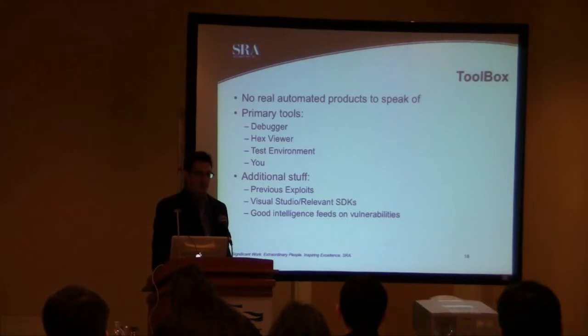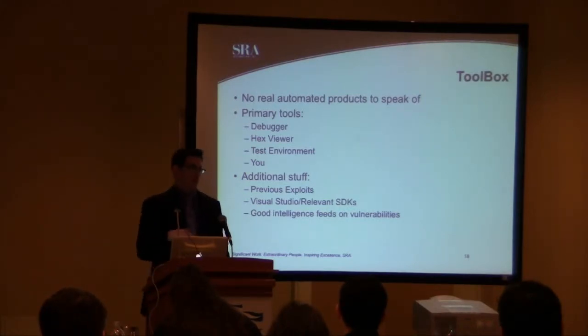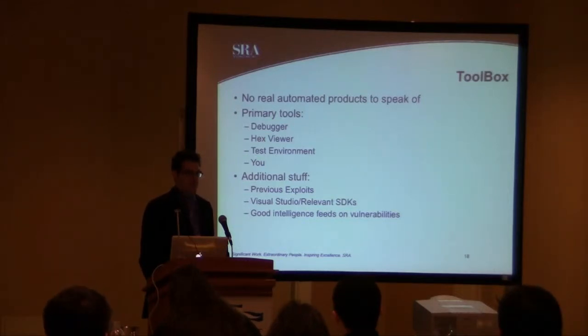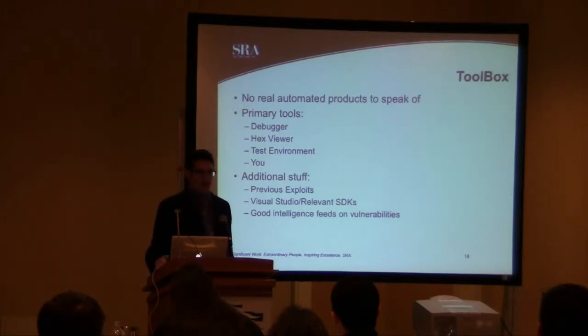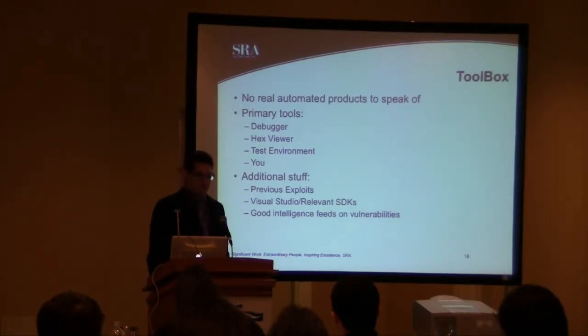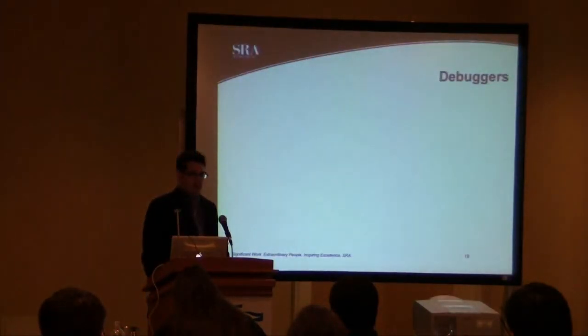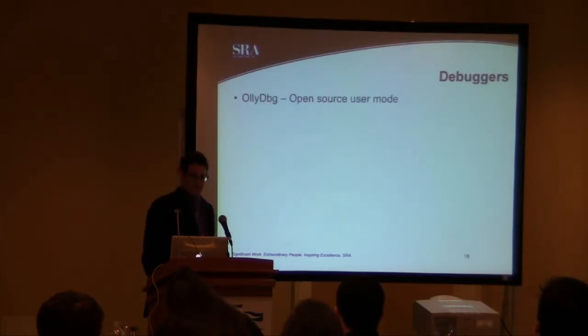Additional things to have on hand: previous exploits, so that if you know what an exploit was or have some idea of what is being targeted, you can reference that exploit code. Visual Studio is definitely useful to have on hand, as are any relevant SDKs, if you're going after a targeted attack against a certain SDK. And then good intelligence feeds on vulnerabilities, so certainly things like CVE and the Exploit DB, which has both RSS and Twitter feeds, are very useful. Especially when you start seeing an exploit come out, you can go back and look for it retroactively and see what you find.